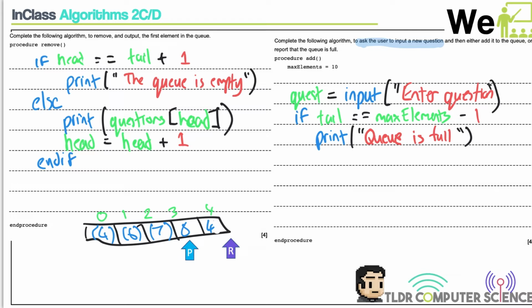Of course I do, because what happens if it's not full? I have to add it. Now, what do I have to add it to? What's the name of the data structure I'm adding it to?